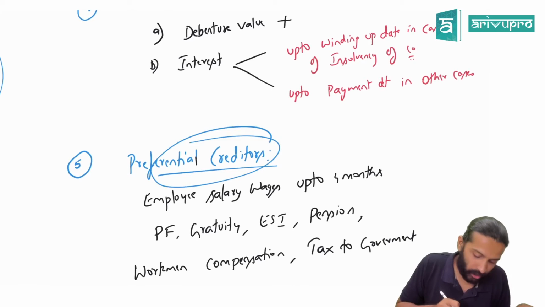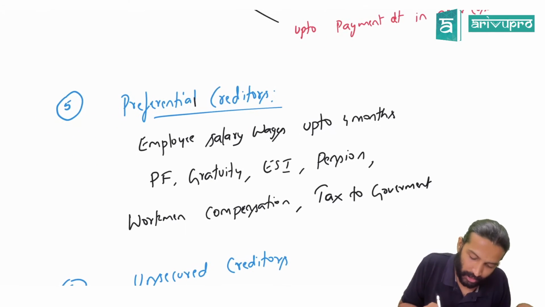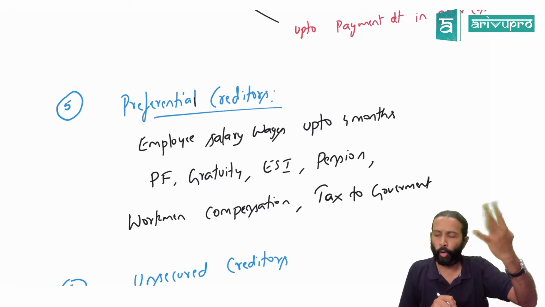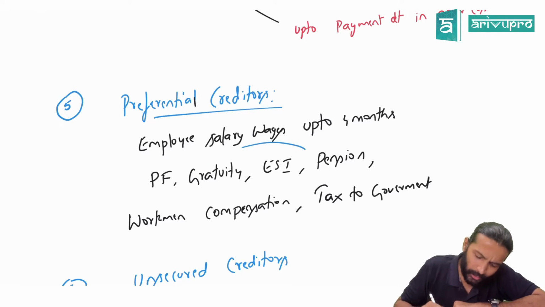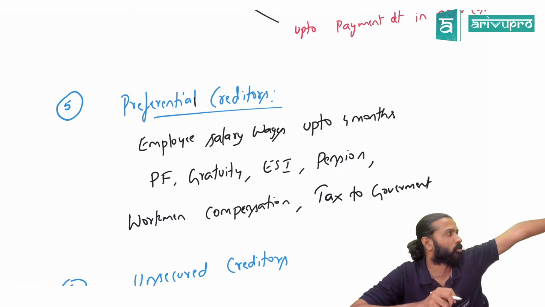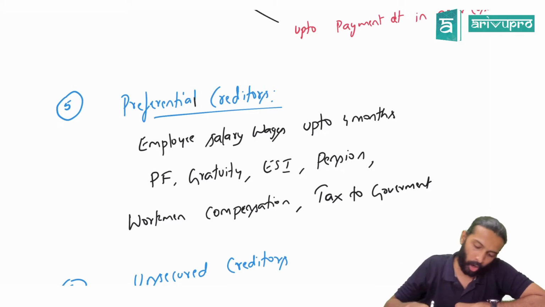Then you'll pay somebody known as preferential creditors. Preferential creditors means employee salary and wages up to which month? Up to how many months, sir? Four months of employee dues we take as preferential creditors, along with gratuity, PF, pension, as well as the tax due to the government; all of these are also considered preferential creditors. Good enough so far? All right.